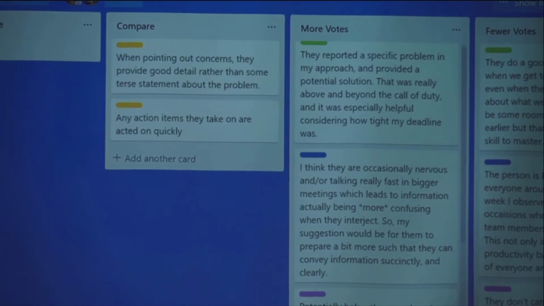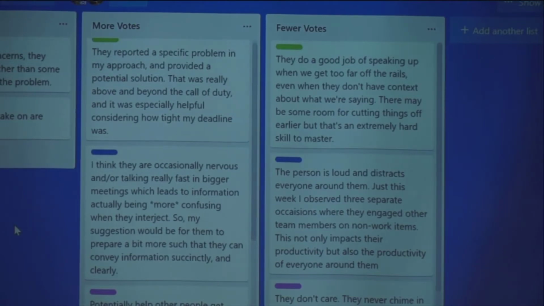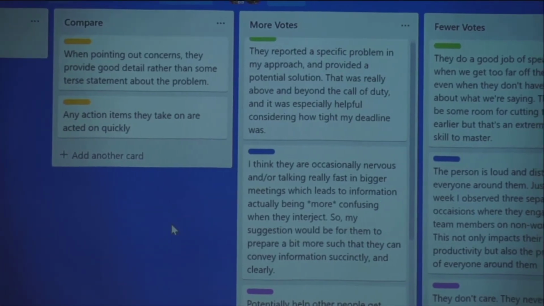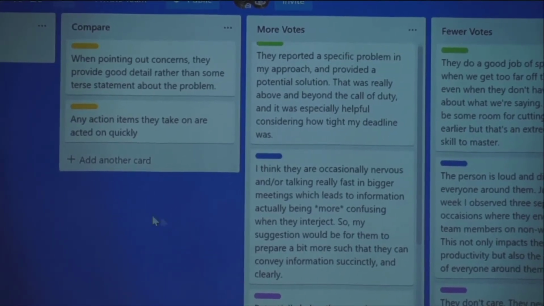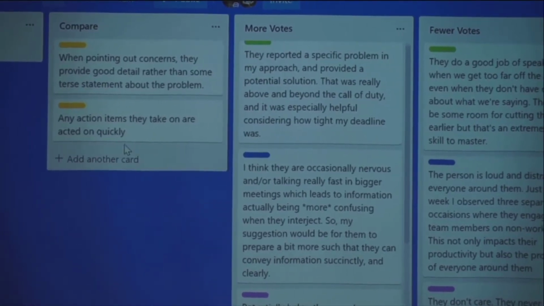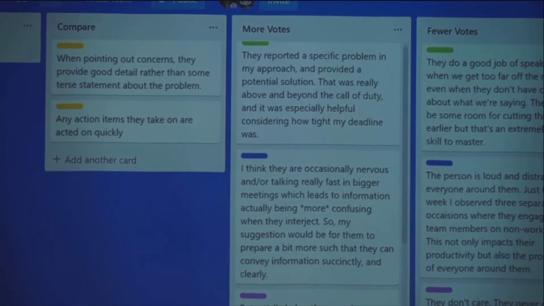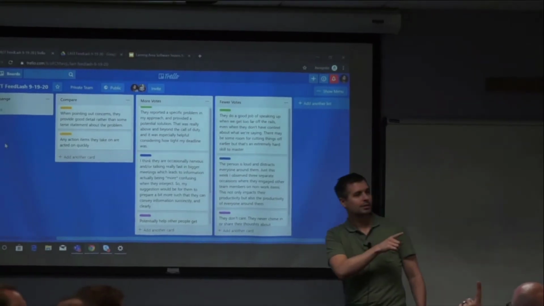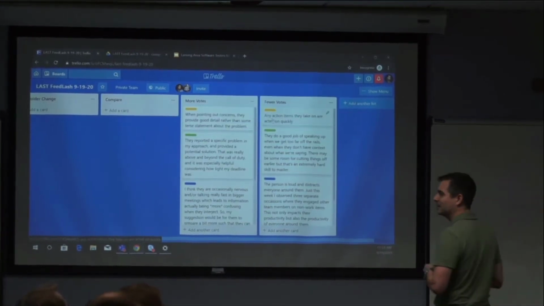First one is, when pointing out concerns, they provide good detail rather than some terse statement about the problem. The second one is, any action items they take on are acted on quickly. Same rules apply. When you're ready, do this. Cool. 3, 2, 1. Mostly ones again, couple twos. Sounds good. Yeah, we just did that one. That'll be more convenient for the next part.